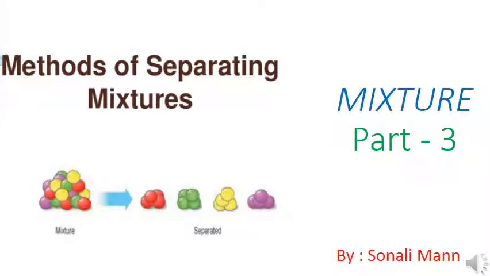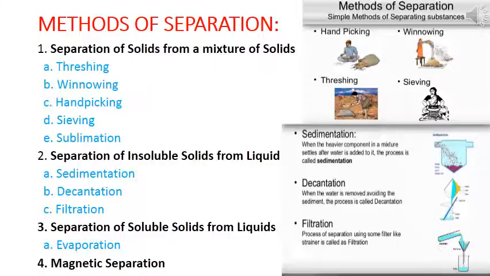Here we will discuss methods of separating mixtures. In this video we will talk about methods of separation. We have 4 types of methods: first, separation of solids from a mixture of solids; second, separation of insoluble solids from liquid; third, separation of soluble solids from liquids; and fourth, magnetic separation. In this video, we will talk about the first one, separation of solids from a mixture of solids.